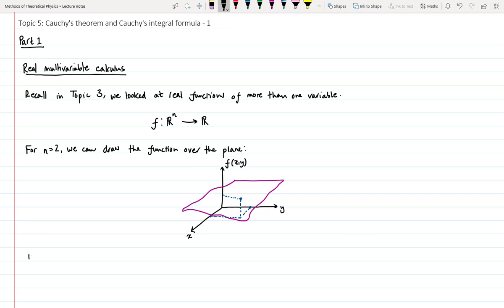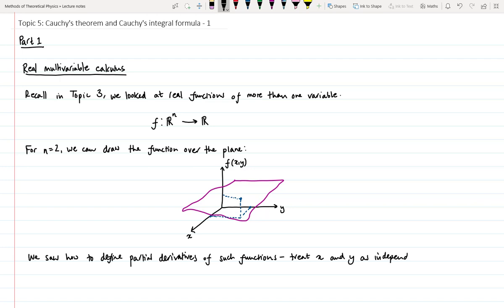Back in topic 3, we saw how to define partial derivatives of such functions. If you'll recall, we treated x and y as independent variables.